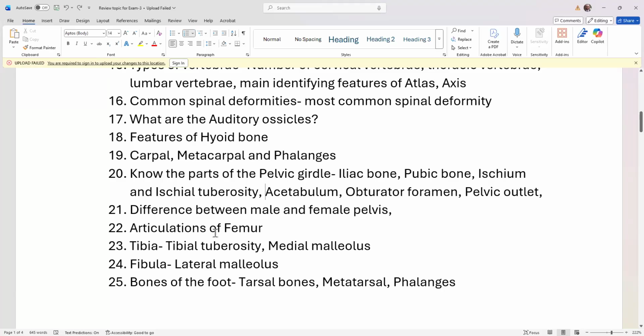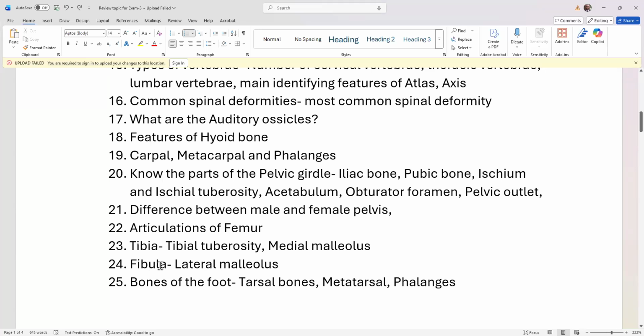What are the articulations of the femur? The femur articulates with the pelvic girdle. It also articulates with the tibia. And there are two bones in the leg. There is a tibia and there's a fibula. Tibia is the main bone which articulates with the femur. And in the tibia, you should know the tibial tuberosity and the medial malleolus.